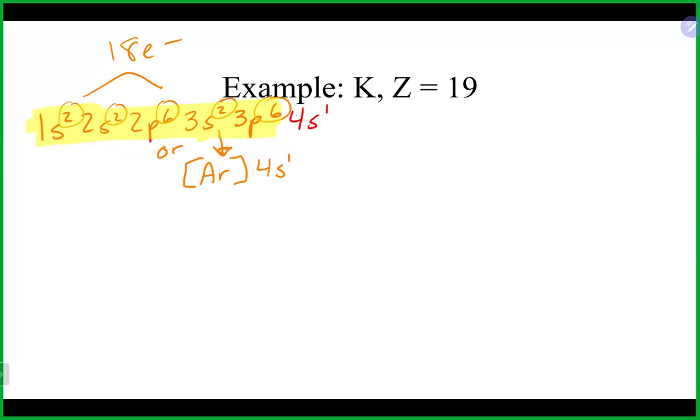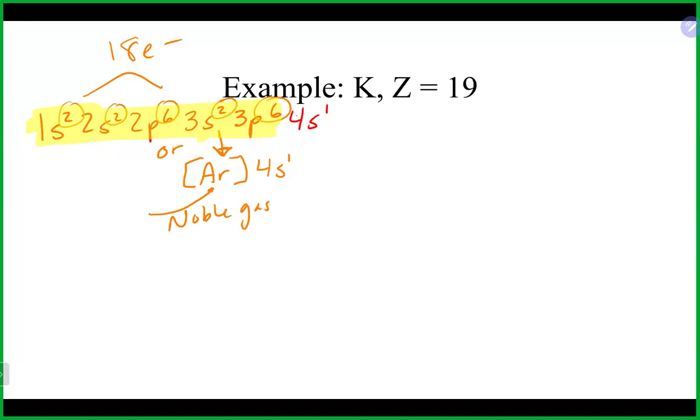Whatever goes in the bracket always needs to be a noble gas, right? Because argon is the noble gas. So if you want to do this shorthand, you have to look on the periodic table and find the noble gas that comes right before the element you want to write the electron configuration for, and that would be what you would put in brackets, and then you would continue on.